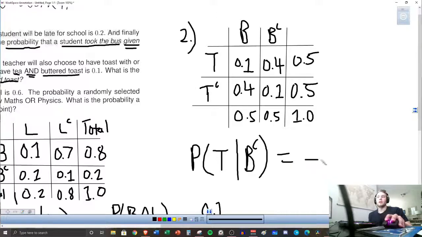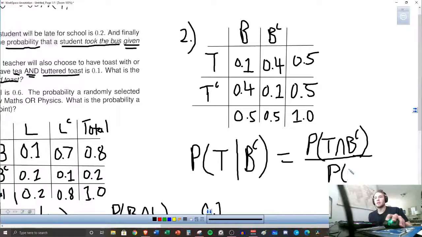And again, the formula makes this so easy. So we're going to put the intersection of both, so tea and not buttered. And then probability of not buttered. So that's what we want. All right, so now we just need the values.